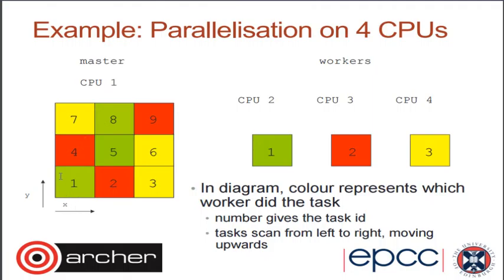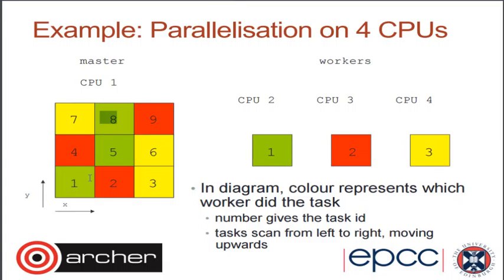So we've got four processors. We've got one that's the master and three workers. And you can imagine you start off here in the left-hand corner. So the master process gives worker one this block, gives worker two that block, gives worker three this block. So the colors represent the processes. So we've got process one, worker one, takes care of block one, block five, block eight. Processor two takes care of block two, four, nine, and processor three, six, seven.